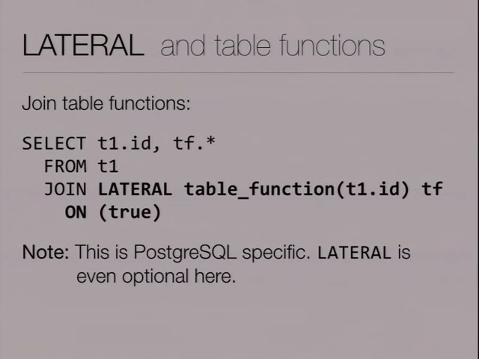But the big question is, why the heck do we need that? What for? There are two common use cases. The first one is calling table functions with arguments from previously mentioned tables. In that example here, I'm passing the t1.id parameter to a table function, which is joined in. So this is the one use case.